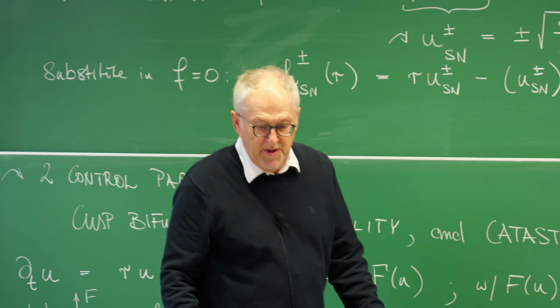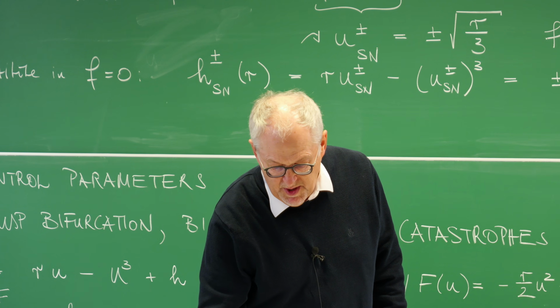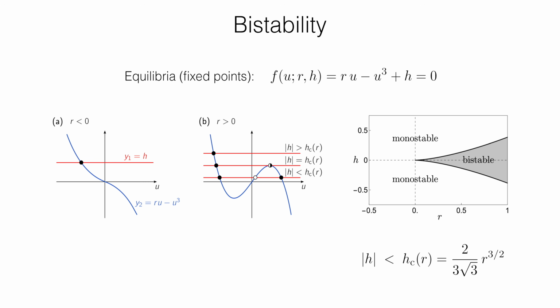Okay? And let me now show you how this looks like in a plot. This is now our hr plane. So vertically we have the external field, and horizontally we have the parameter r. In the paramagnetic phase, there's only one stable fixed point, and these two lines, the upper branch and the lower branch, given by plus or minus hc of r, this r to the 3/2, give the boundary of the regime where you have bistability.